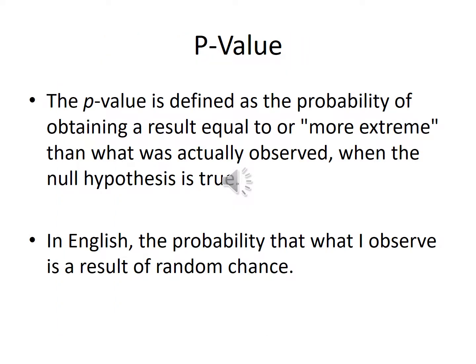Now we're going to talk a little bit about p-value. Technically, it's defined as the probability of attaining a result as or more extreme than what was actually observed when the null hypothesis is true. In English, when you get a p-value, that's actually the probability that what you're seeing is a result of random chance. So if I get a p-value of 0.10 or 10%, that's telling me there's a 10% probability that it's just random chance that's happening. Really nothing special going on. If I get a 90% chance, it tells me more than likely it's just random chance.